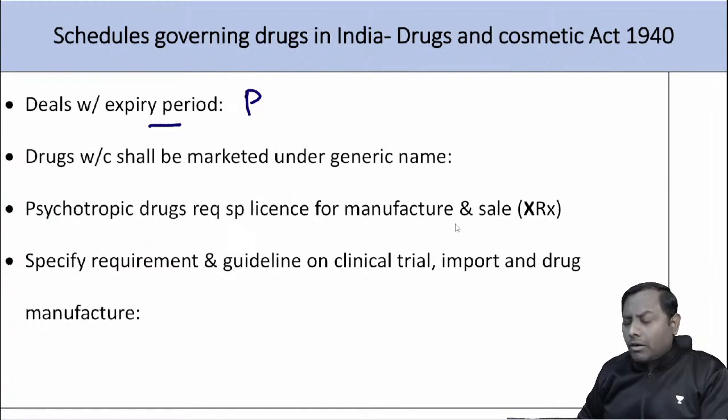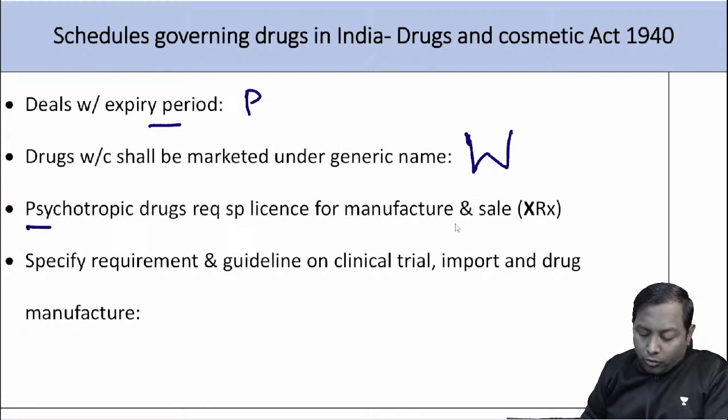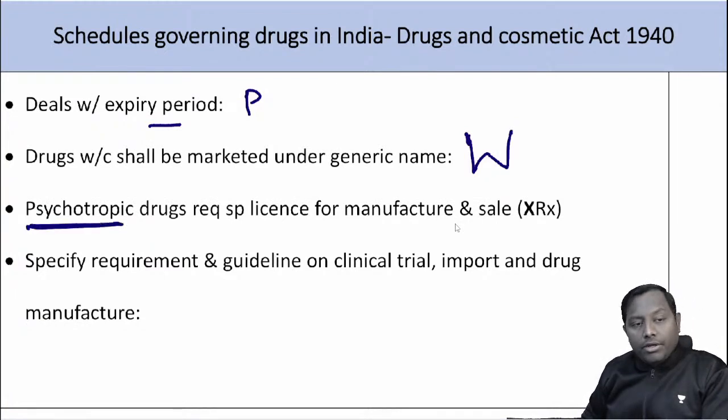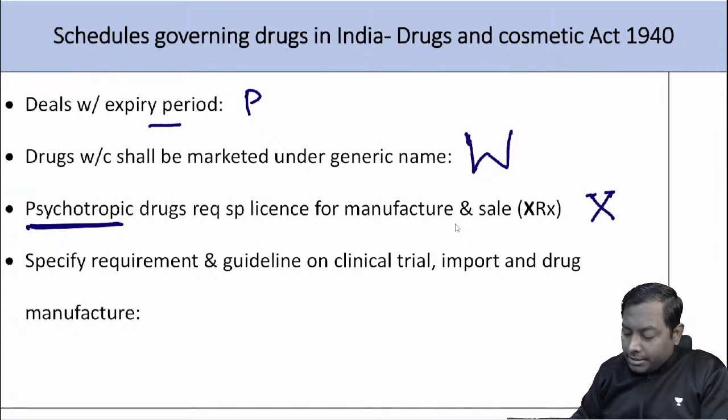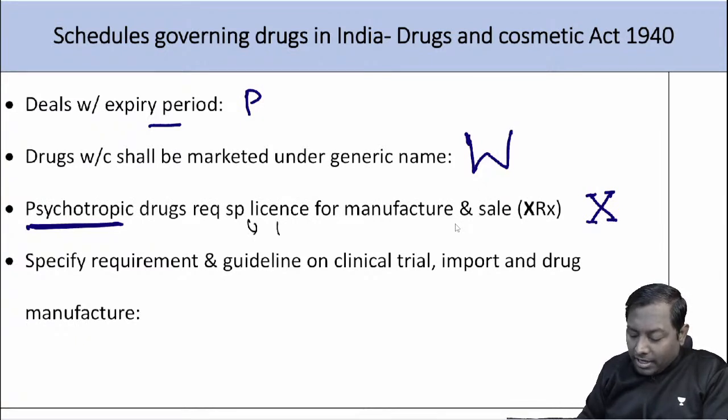Drugs which shall be marketed only under generic name, जो worldwide same name से available है, that will be generic, right? Drugs which shall be marketed only under generic name, schedule W. Psychotropic drug, again psycho, तो मैंने आपको बताया भी होगा. Whenever it comes to psycho, remember all your X's, right? X's को याद करिए, and rest of the thing will be very very easy for you. And remember, they also have high abuse potential. So ये भी एक अच्छी बात है, कि X's have high abuse potential.